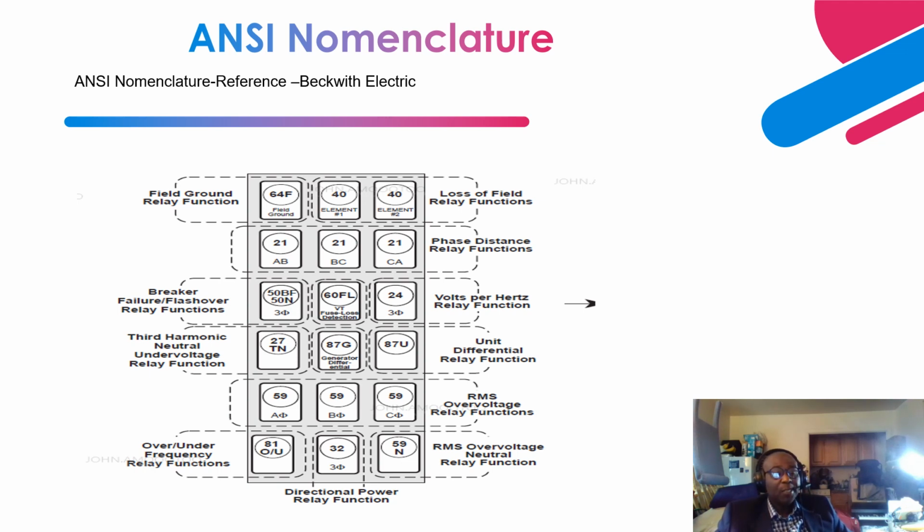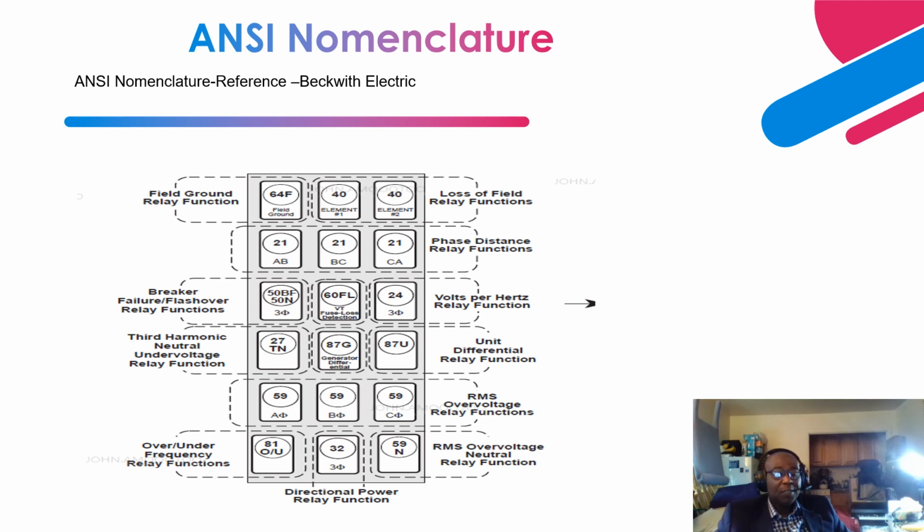Next is 32, and this is directional power. Let's say you have a reverse power flow into the generator. Then the generator converts from being a generator to a motor. This is when this relay detects that reverse directional power flow.